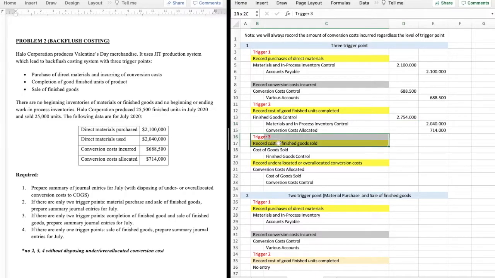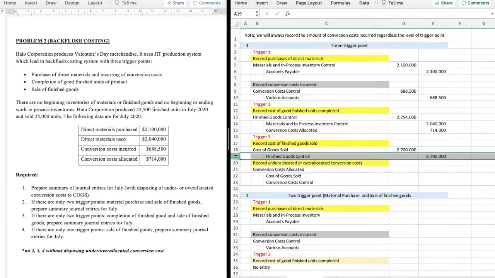And the last trigger point is to record the finished goods that are sold. That is why we have cost of goods sold in debit and the credit is finished goods control. And remember that we do not sell all the products. The products sold are only 25,000 units, while the products produced are 25,500 units. And that is why here the cost of goods sold is 25,000 divided by 25,500 multiplied by the finished goods control. So we only take the 25,000 units' cost from the finished goods control. And same with the finished goods credited.